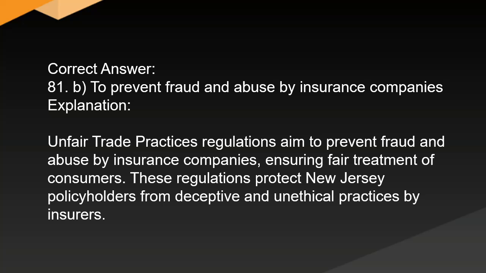Correct answer. B. To prevent fraud and abuse by insurance companies. Explanation. Unfair trade practices regulations aim to prevent fraud and abuse by insurance companies, ensuring fair treatment of consumers. These regulations protect New Jersey policyholders from deceptive and unethical practices by insurers.